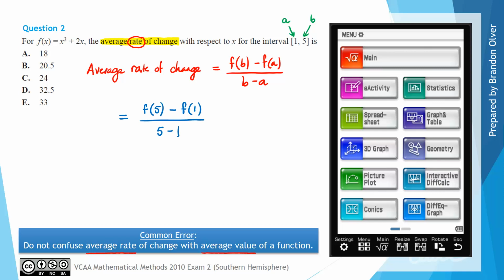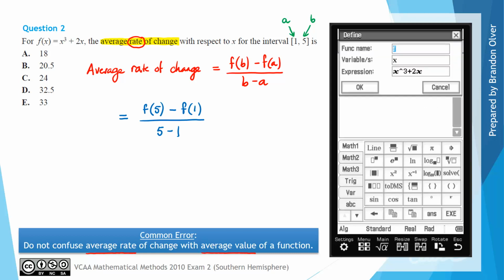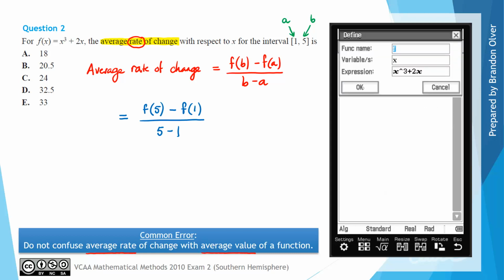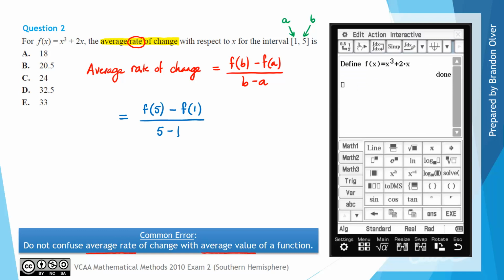On the CAS calculator, go into the main menu. The first thing we're going to do to make this question a little bit more efficient is to define the function. So we had x to the power of 3 plus 2x, and we can highlight that and go Interactive, Define, and define it as f of x. We hit OK. And now on the keyboard, we can bring up the fraction, and we can do our f of b take f of a on b take a calculation.